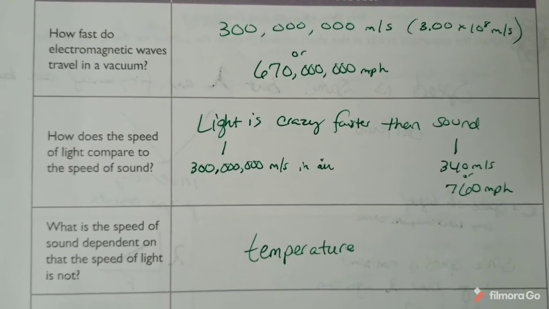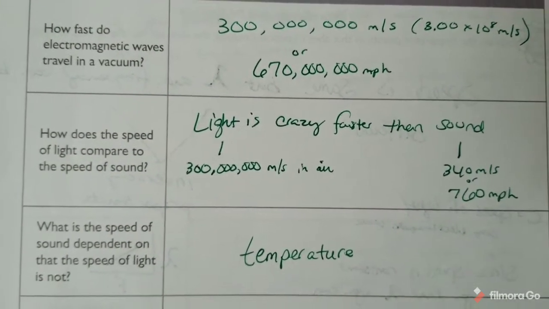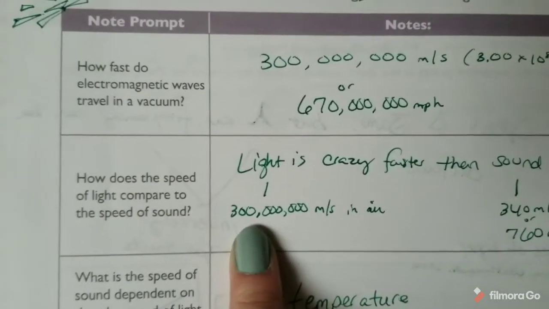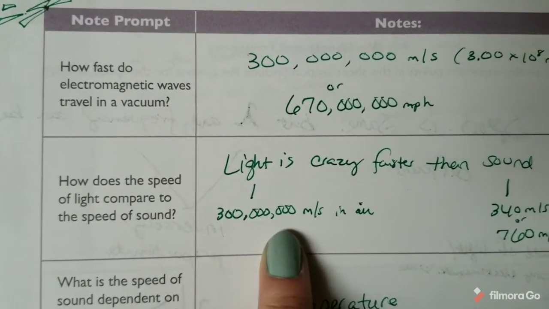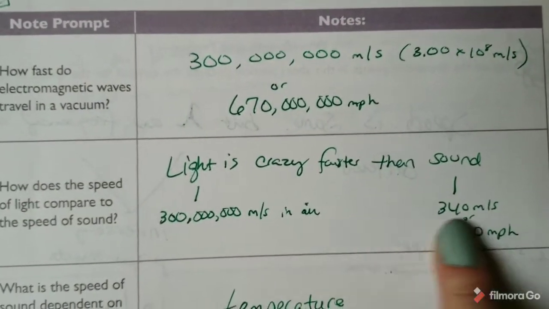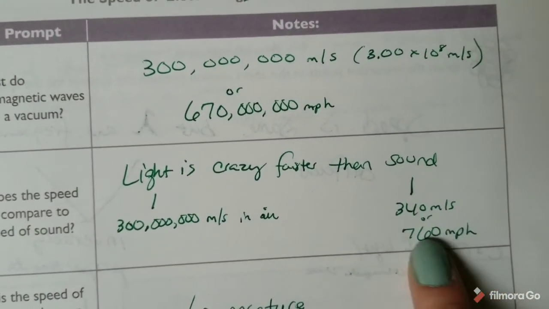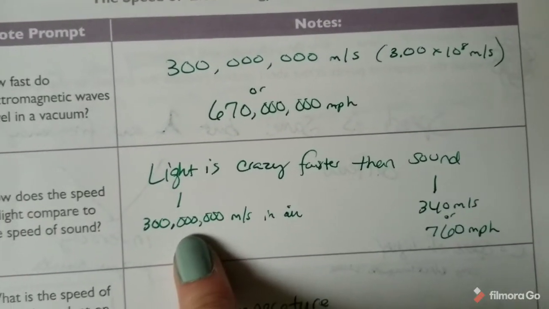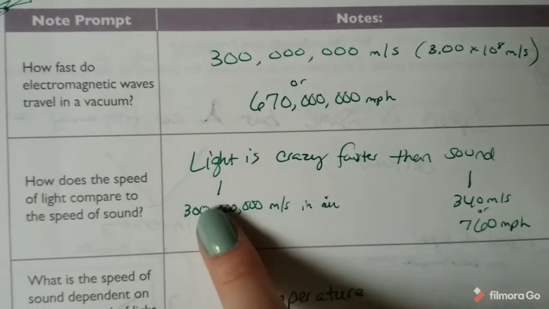So, how does the speed of light compare to the speed of sound? Light is crazy faster than sound. This is how fast light is: 300 million meters per second in the air. And sound is only 340 meters per second, or 760 miles per hour. But you can see that 340 compared to 300 million doesn't hold a candle to it.